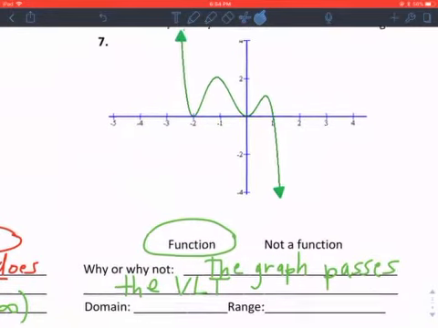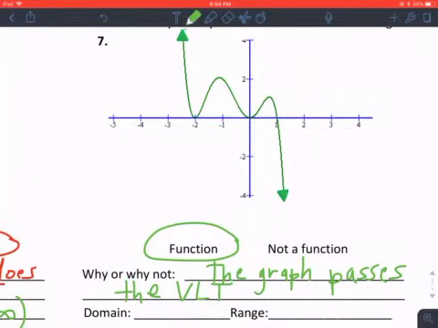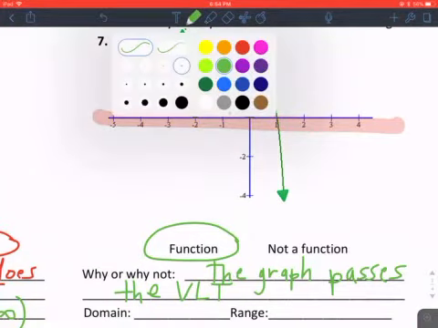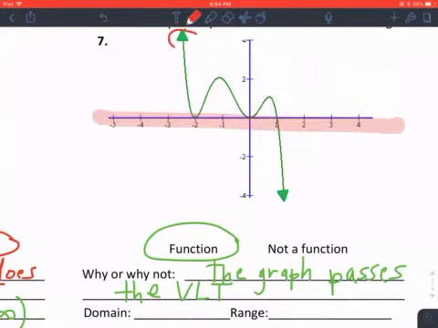Okay, so now I want to think domain. Domain means how far left is this graph getting? And I'm thinking x values. I notice I see this arrow, which means it continues left forever. So it's going to start at -infinity, and it goes right forever also. So it goes to positive infinity.